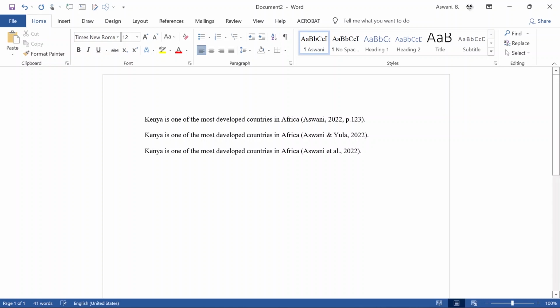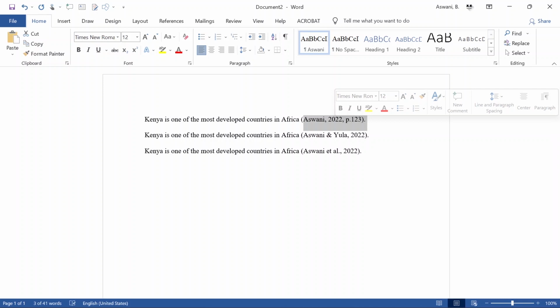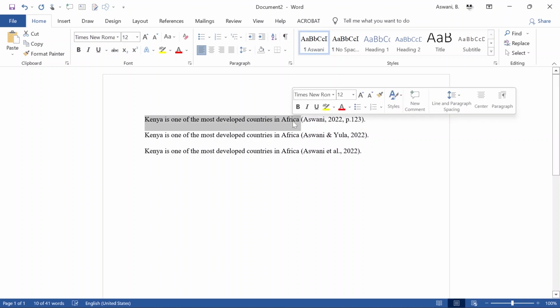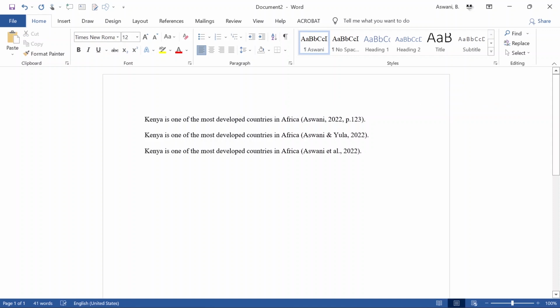Only use this if the source is a book, or a very long report, a compilation of various material, a report of maybe 70 or 80 pages, where it will be very difficult for the reader to locate the particular place within that report where the authors talk about the most developed countries in Africa, or where the authors make this claim. So we also include the page number.